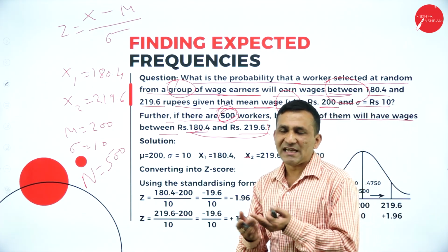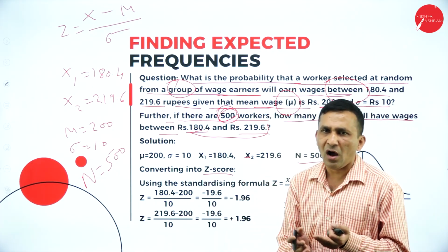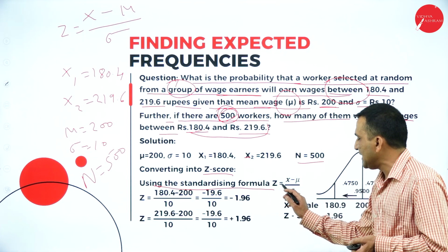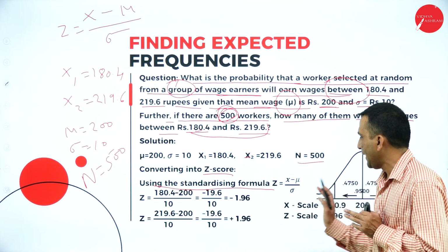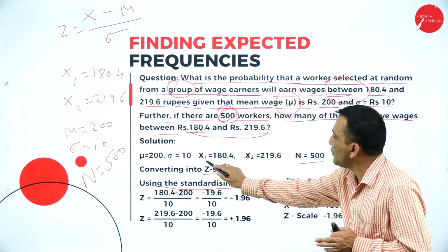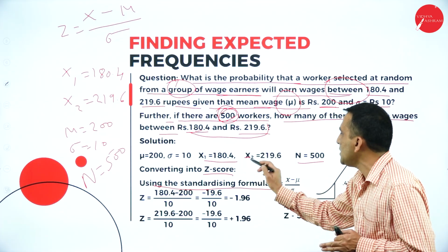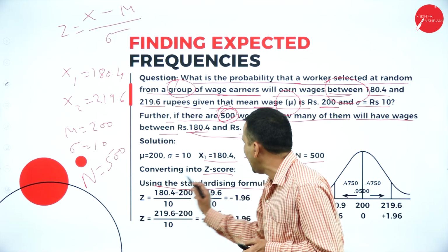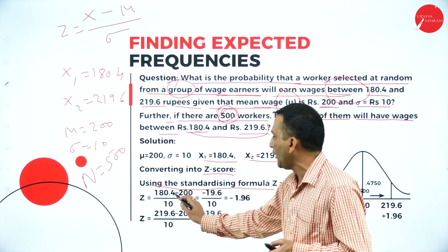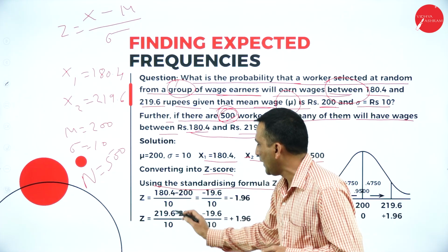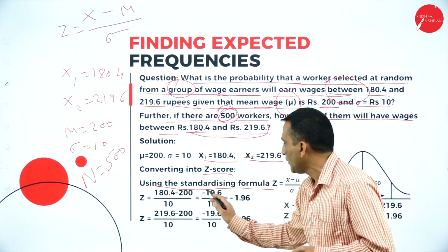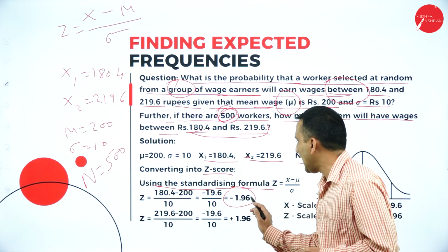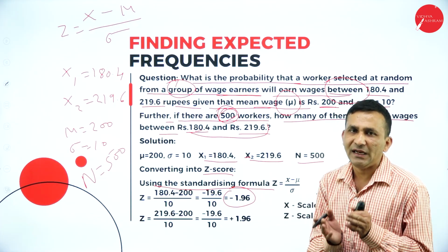Now converting into the Z scale, or Z score, or normal variate, using the standardizing formula: Z is equal to x minus mu divided by sigma. Separately we need to do the first one, the x1 value, and next x2. For x1 we write 180.4 minus mu, which is 200, divided by 10. If you subtract, we get minus 19.6 divided by 10, which is minus 1.96.